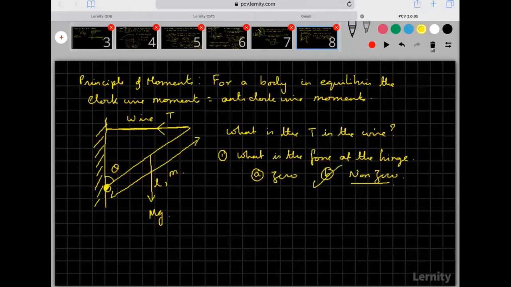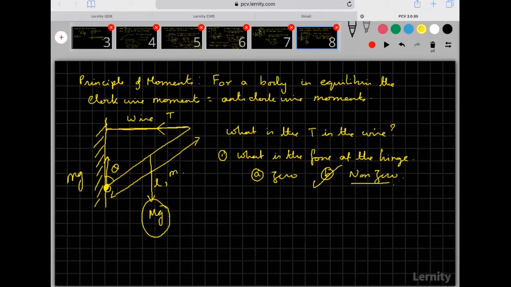There is a force acting on the hinge. See, in this particular case, if upward force has to be equal to downward force, I see there is a downward force. So something must be exerting an upward force. So who is that something? There cannot be an upward force anywhere else here. These two are perpendicular to each other. So the only place where there is an upward force is here. So there is an upward force acting here, mg.